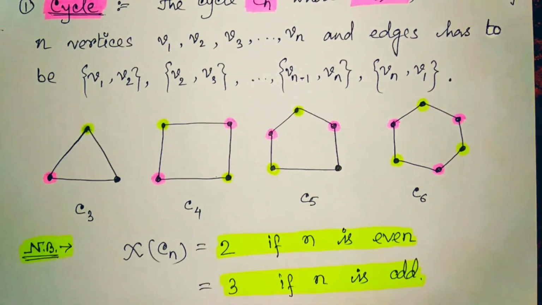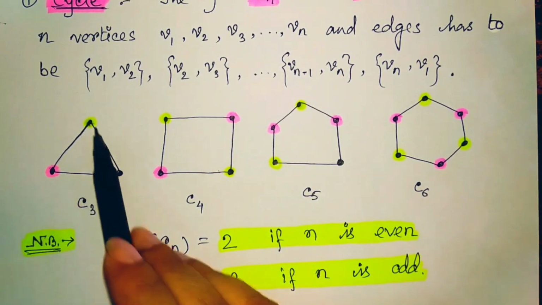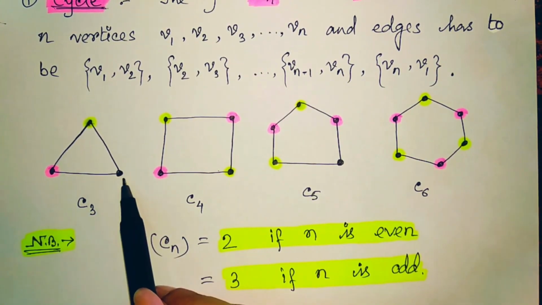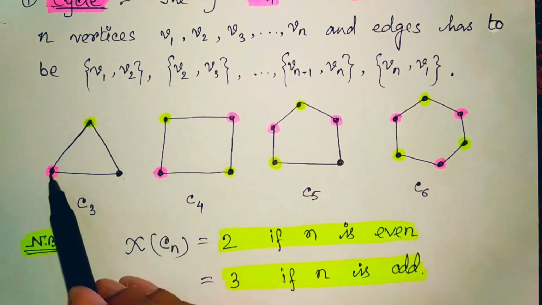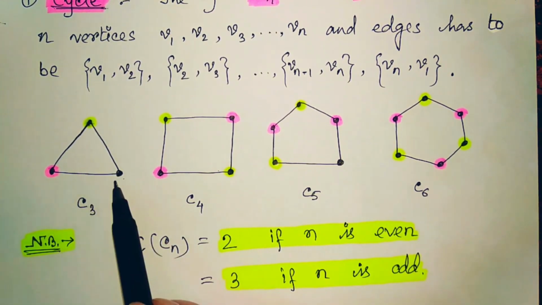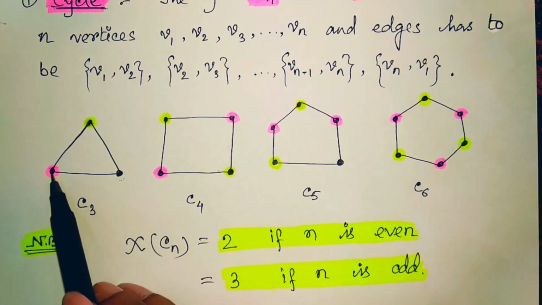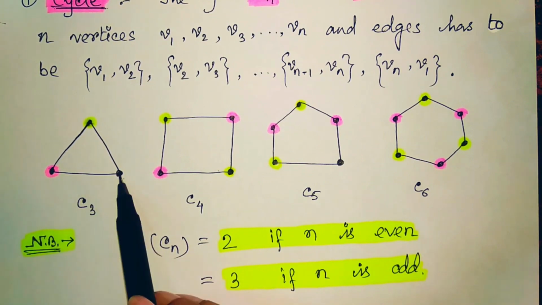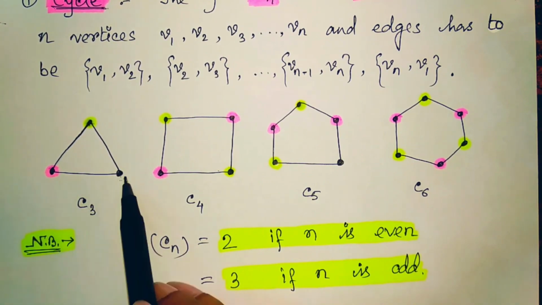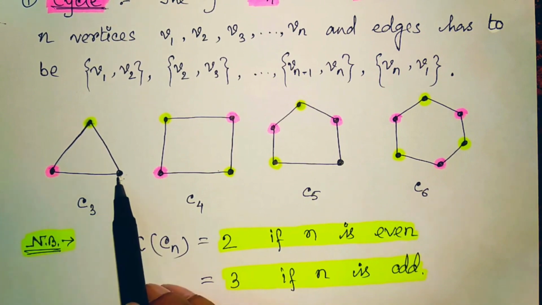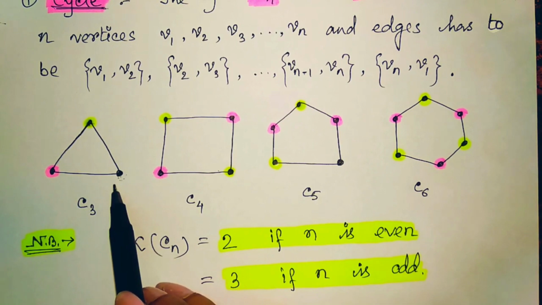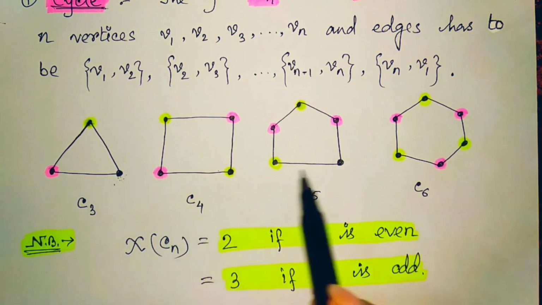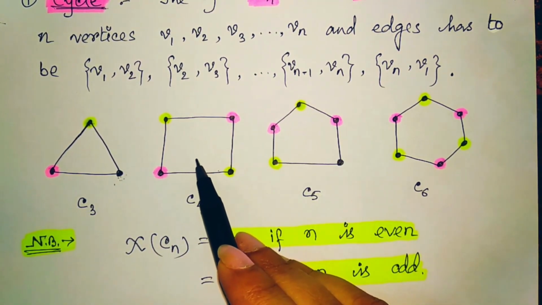If a cycle with 3 vertices is given, look, if we put this one as the color green, then these two are adjacent. So we can put the color pink on one of them. If we put the pink on this one also, but these two are adjacent, so we can't put pink here, so this one should be black. So 3 colors are required to color this graph.